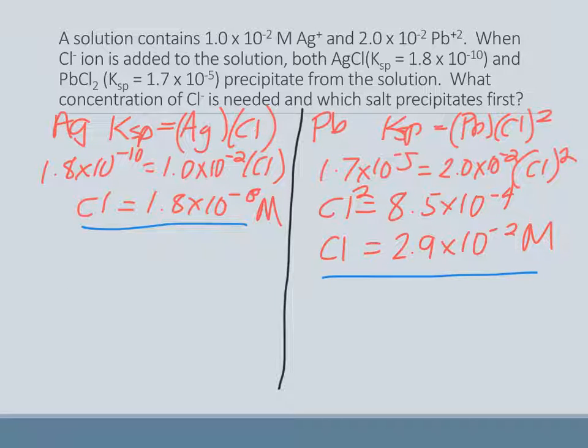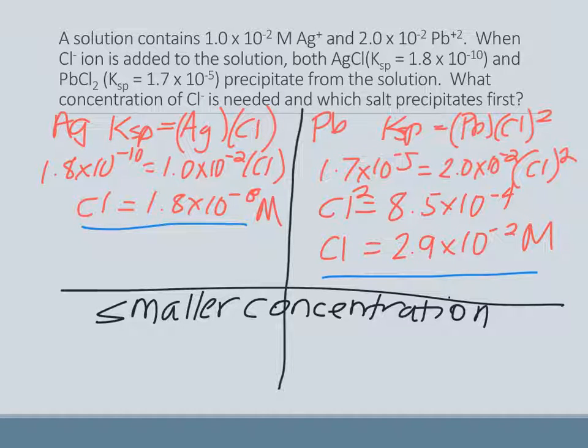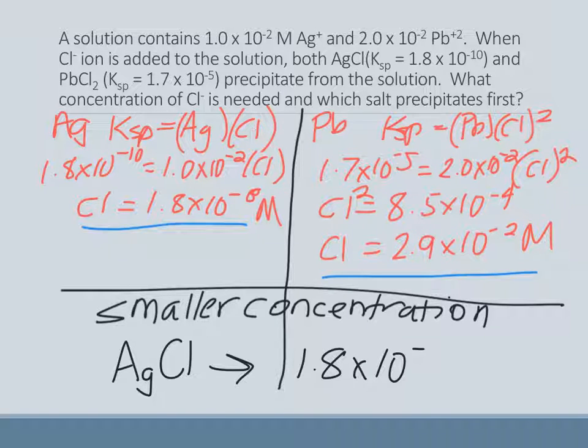The second question is which one's going to precipitate first. The one with the smaller concentration will precipitate first. So let's look. We have 1.8 times 10 to the negative 8, and we have 2.9 times 10 to the negative 2. The smaller number is the AgCl. So the answer for which one's going to precipitate first is the AgCl will precipitate first, and it will do so when the concentration is 1.8 times 10 to the negative 8 molarity.